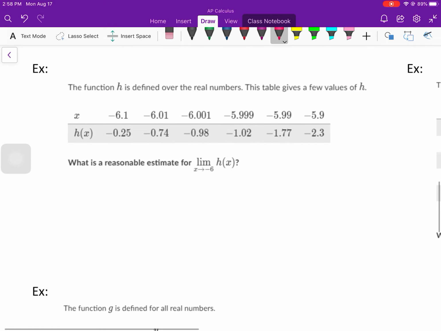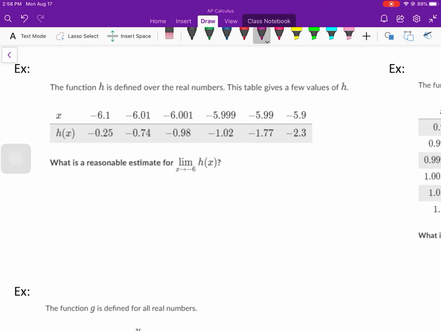So what's a reasonable estimate for as x approaches -6? As x is approaching -6, where would that be located? That would be located right here. Notice this is -6.1. If you think of the number line, -6.1 is over here, -6 would be there. So that's to the left of -6, and then over here, -5.9 is on the right side of -6. So from the left and from the right, let's look at the table.